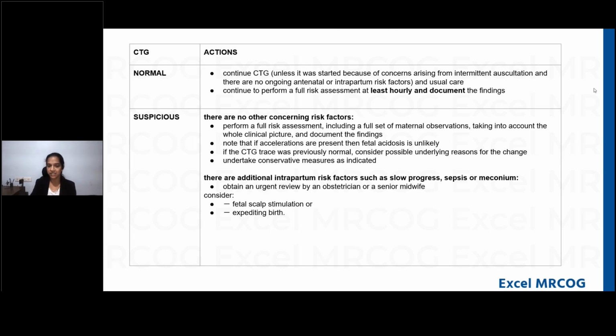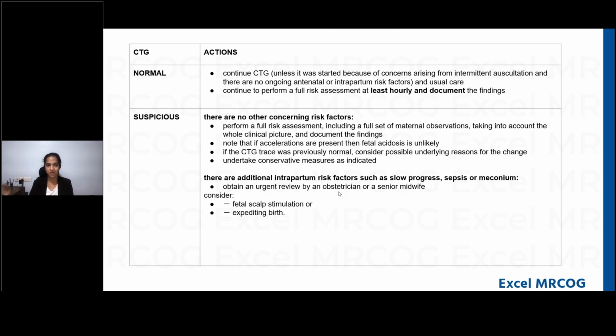Now, if there are additional risk factors, such as slow progress, sepsis, or meconium, and the CTG is suspicious, you would obtain an urgent review by an obstetrician or a senior midwife. Here again, like in the previous guidelines, they mention that you would obtain an urgent review by an obstetrician or a senior midwife. If she's there with you in the labor room and the consultant is busy, you are occupied with, for example, a PPH, please do not hesitate to tell the senior midwife to look at the patient with suspicious or even pathological CTG.